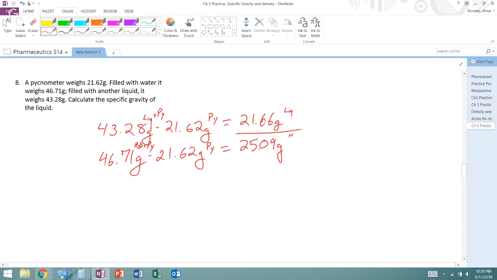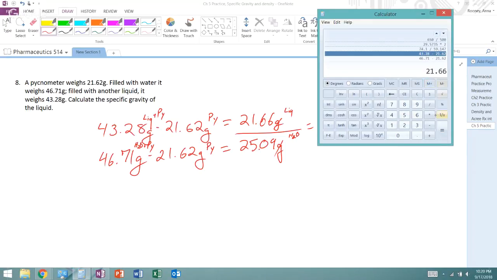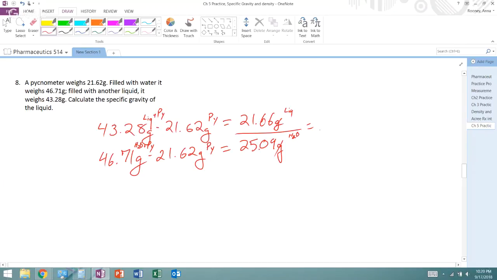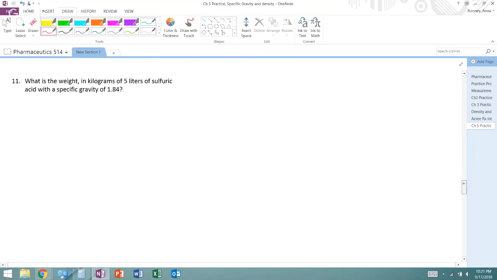And that is our H2O. And then these two cancel out, and you find the ratio of the liquid to the water. That is 0.863. And make sure you put the 0 in front, and that is the specific gravity of the liquid to water. And that's right. Okay.